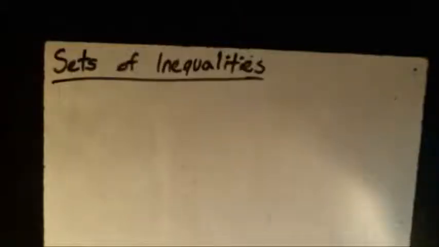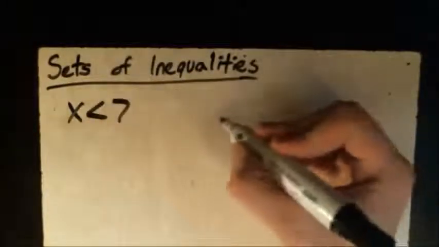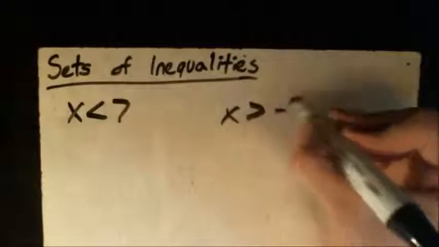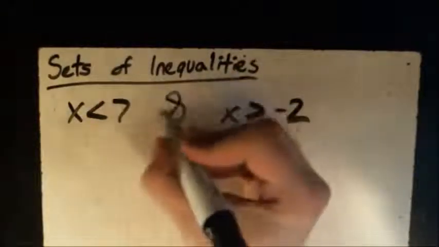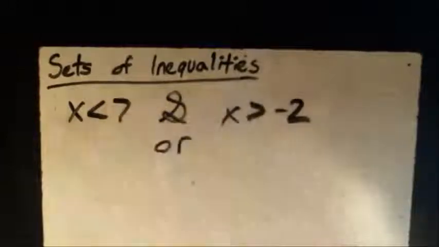Alright, today we're going to be talking about sets of inequalities. When we're talking about a set of inequalities, we're talking about when a variable has more than one stipulation. So instead of just, like, x is less than 7 or x is greater than negative 2, this would be as if we're putting them together. So you're going to either see an "and" or an "or" between them. And each of them is going to give you a different graph.